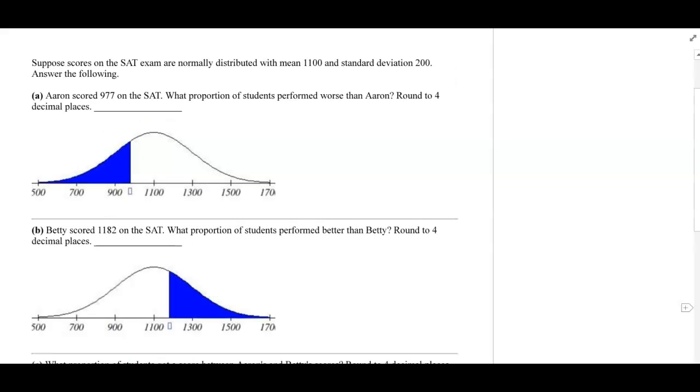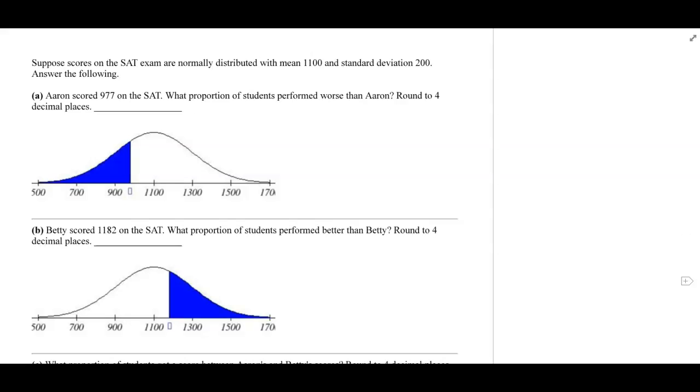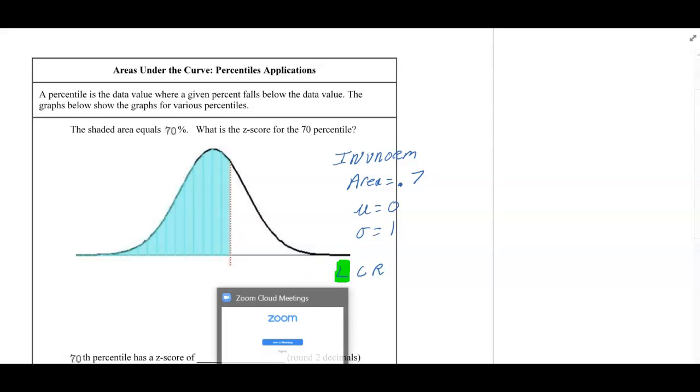Then we move towards the application. So I'm going to review this question here that's in the homework. The shaded area equals 70%. What is the z-score for the 70th percentile? So we would do inverse norm. The area is 0.7. We could say the mean is 0, standard deviation of 1. And for the left, center, right people, we would highlight left.